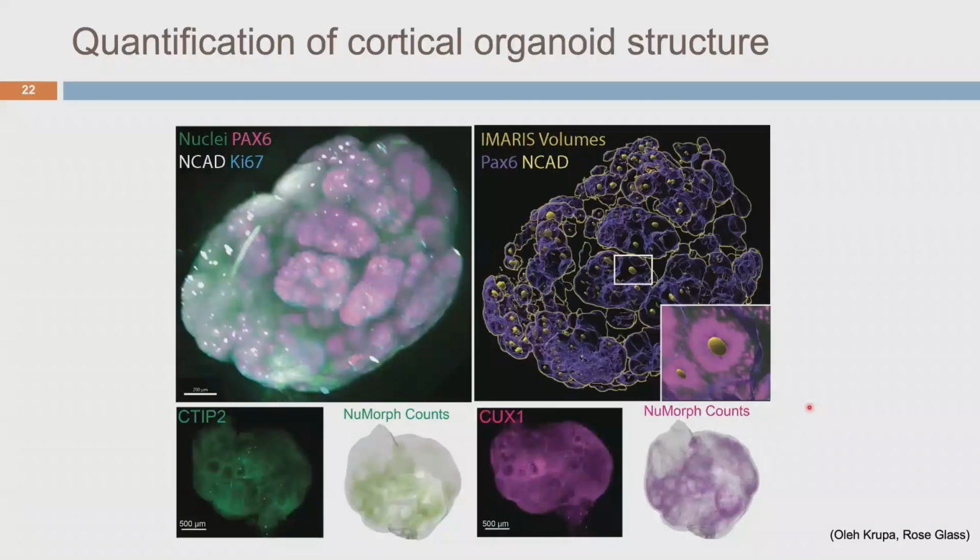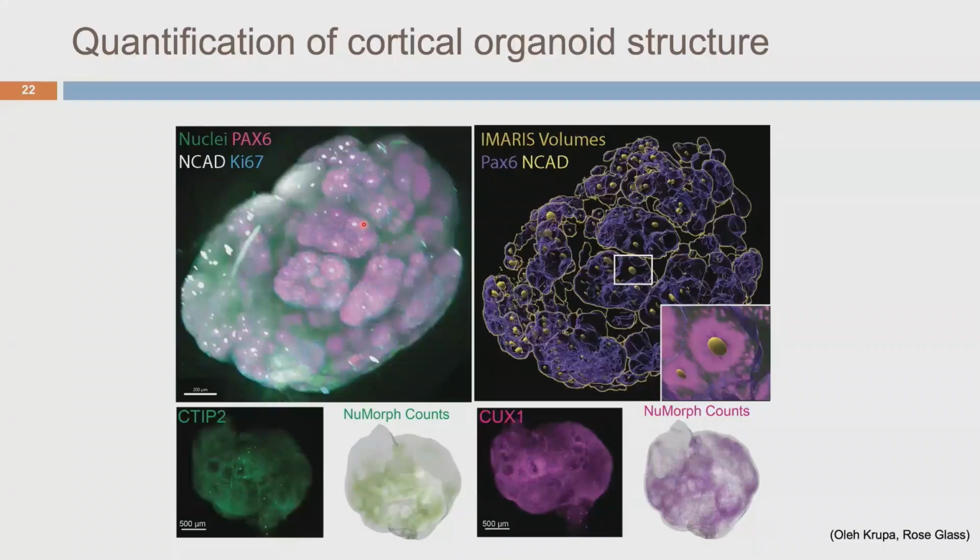So we have applied NuMorph to count cells in organoids, and this seems to work reasonably well for neuronal markers like CTIP2, shown here, and then NuMorph counts here, and CUX1 shown here, and NuMorph counts here. So these label lower layer neurons and upper layer neurons. However, cells that are really densely packed, like the neuroprogenitor marker PAX6, do not seem to be accurately segmentable with our current combination of imaging resolution and our segmentation tools.